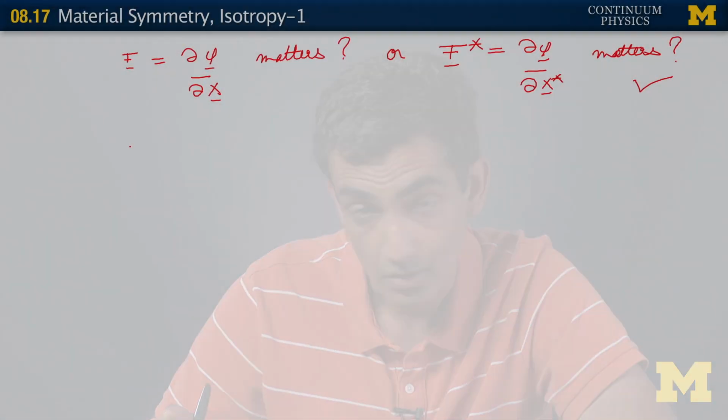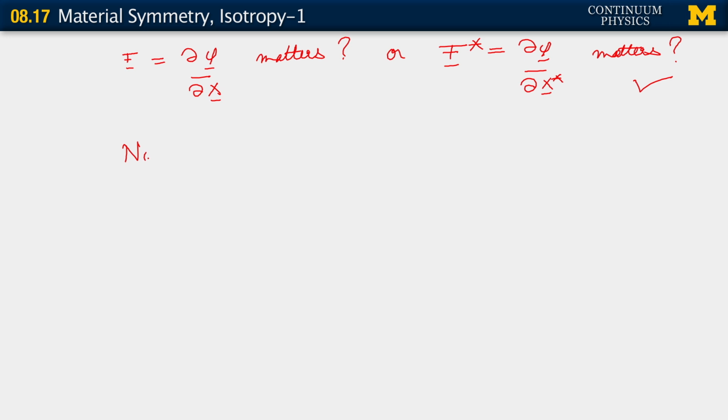So F star is the one that matters. How do we write F star? Note that F star, from the chain rule, is partial of phi with respect to x, partial of x with respect to x star.